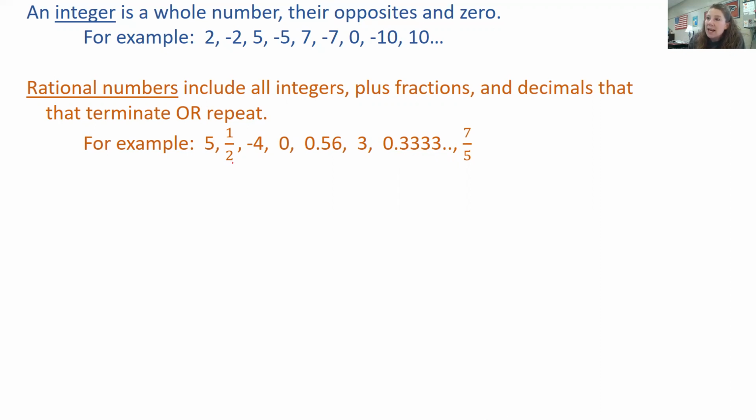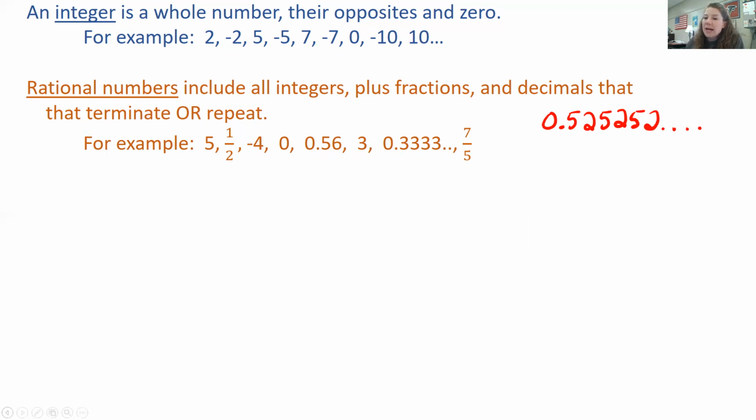5, 1/2, -4. Those 5 and -4 are integers, the number 0. 0.56 is a terminating decimal. The number 3, 0.3333, etc. 7/5. And even if you have, let's see, 2 numbers that repeat over in that pattern, that is also a rational number because you can write repeating decimals as fractions.